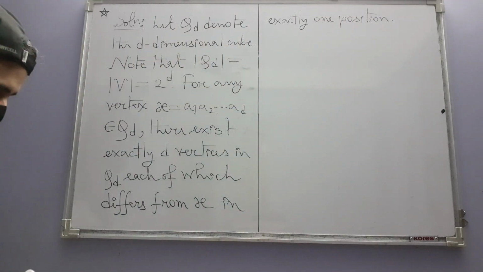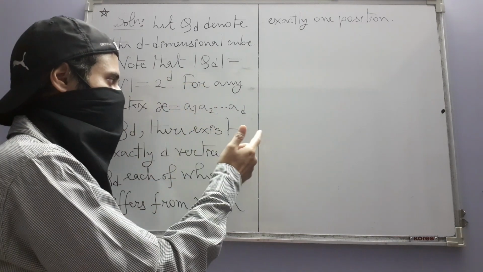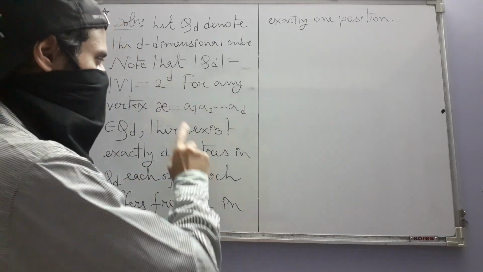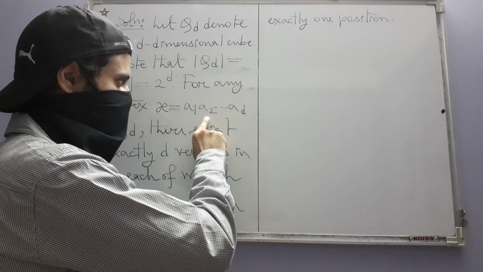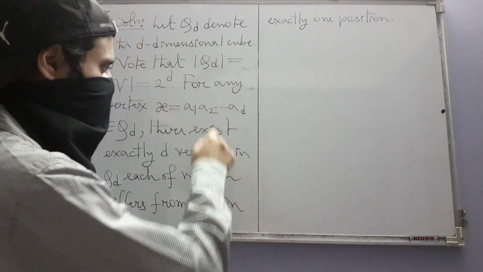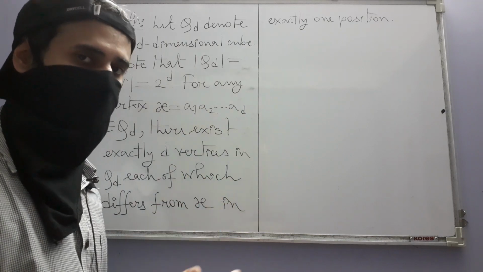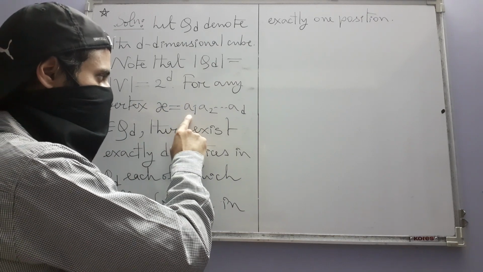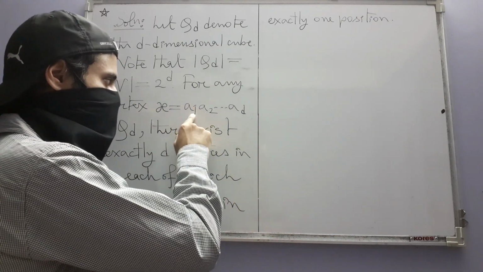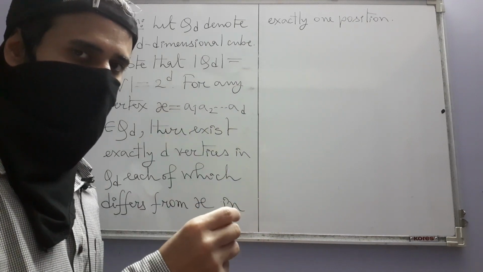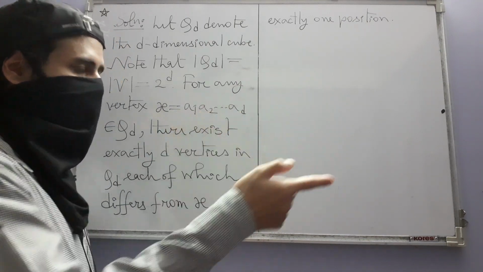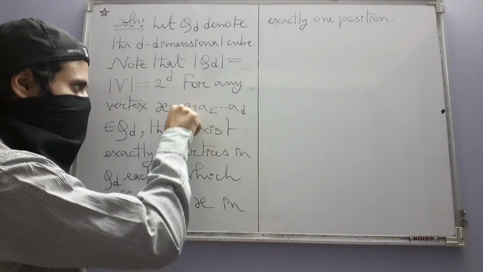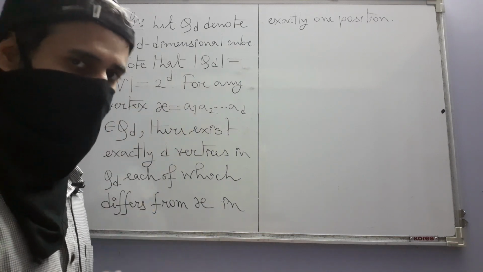Exactly one position. That's because you can imagine a vertex that differs from X in exactly the first position, in which the second digit, third digit, if we call these things digits, and so on, the dth digit are all the same. But the first digit is the other number. If a1 is 0, then in that vertex the first digit is 1. And if a1 is 1, then that digit is 0. So there is one vertex corresponding to the first place where it differs from X.